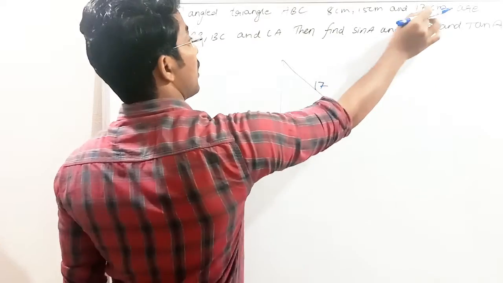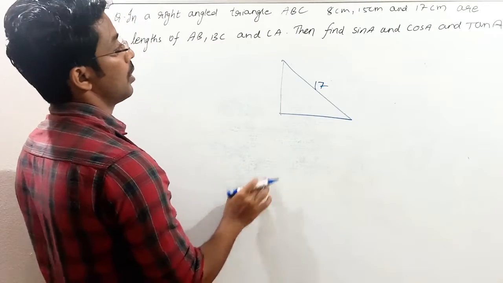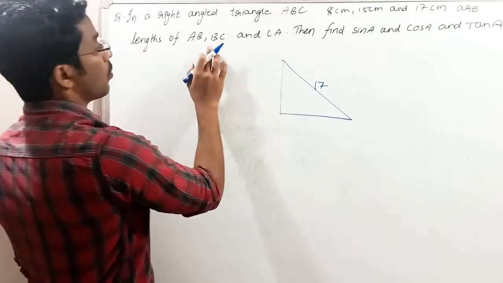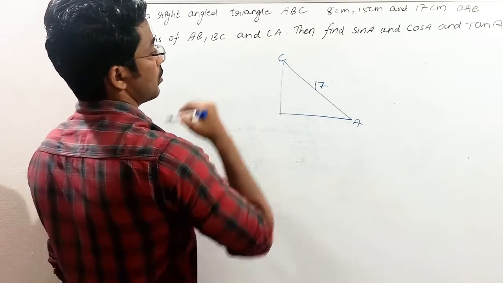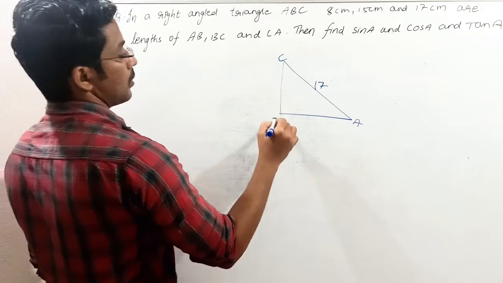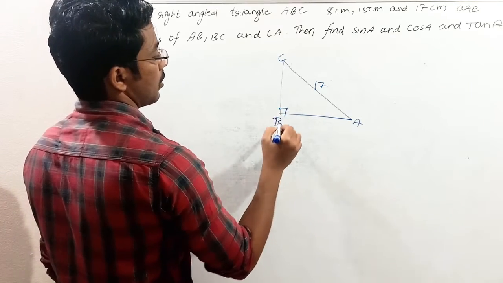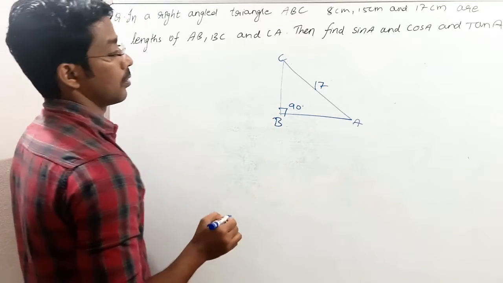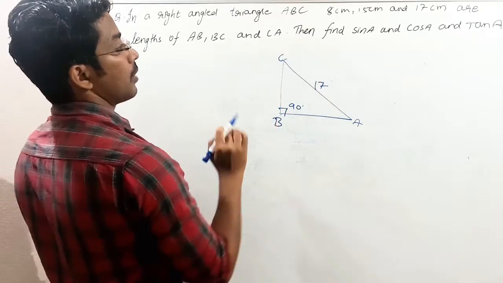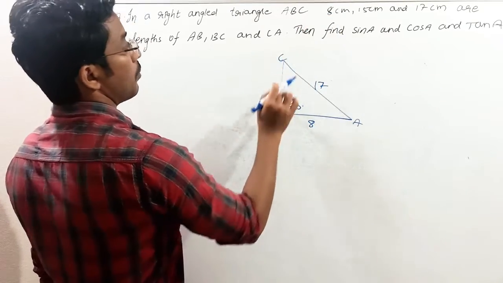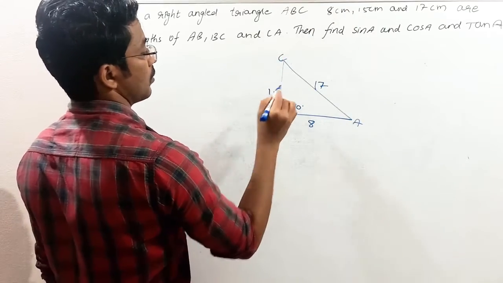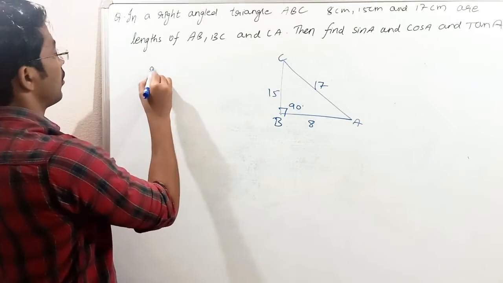The largest side here is 17 centimeters, and the corresponding side is CA. So take this as CA, and this is B. So the right angle is at B. Then we have to find sin A and cos A. So 8 is AB and BC is 15. So we need to find out sin A.